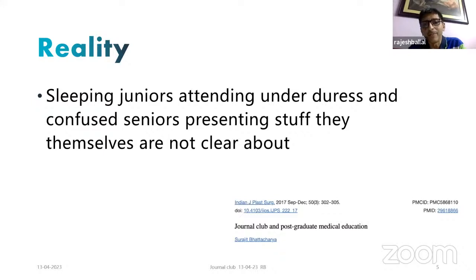So this is ideal. At the end of a journal club, you can hopefully do all that we said should happen. But sadly, according to this paper, which I picked up in 2017, in many colleges, I'm sad to say, this is what happens. Neither the person who's presenting knows what's happening, nor is the staff member consulted. And I love that first sentence: sleeping juniors attending under duress. The first year PG has no clue as to what is happening. He or she has to attend because the HOD is sitting there, and this is reality. We hope that today's journal club will be a little better than that.